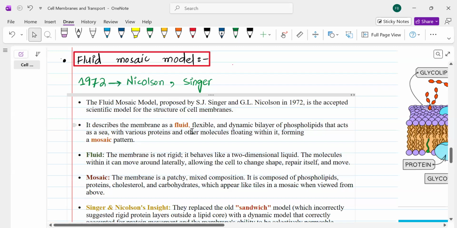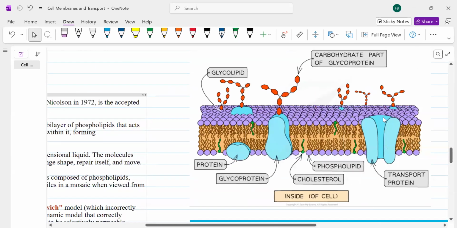Otherwise, there was another model, we have discussed it. What was the name of that model? Lock and key, no, I'm confusing it, that was for enzymes. There was another model for the cell membrane. There were many models, but this is the most accepted one.